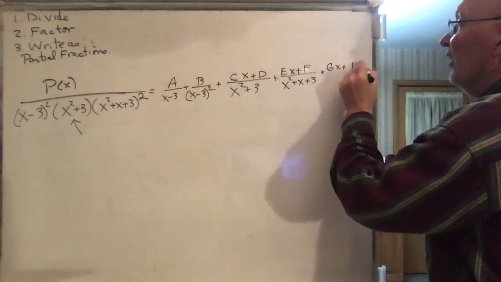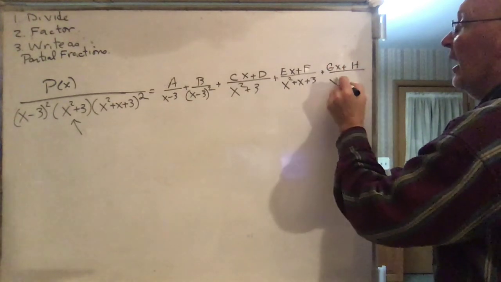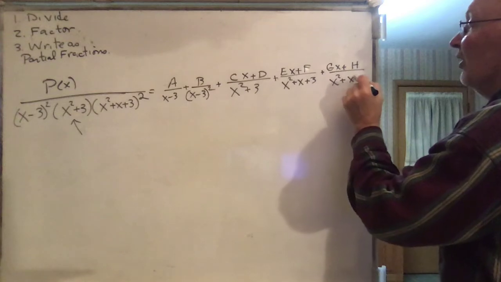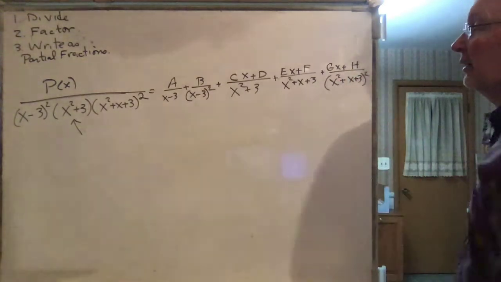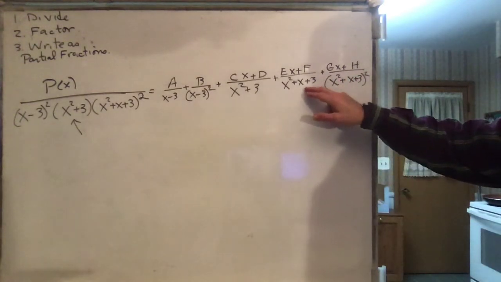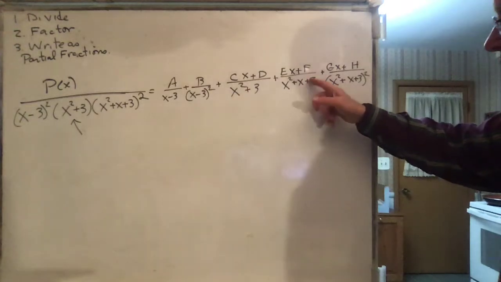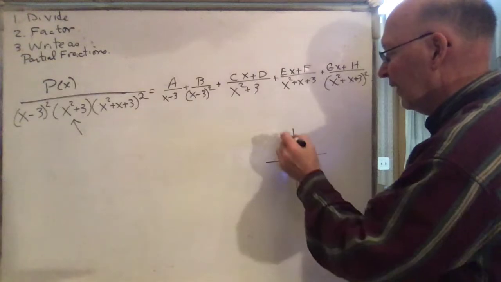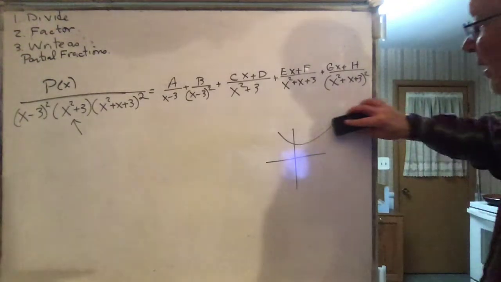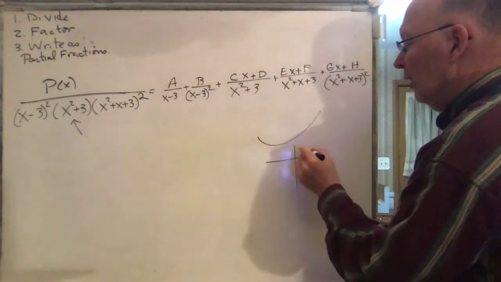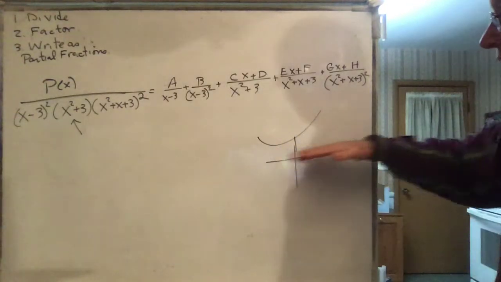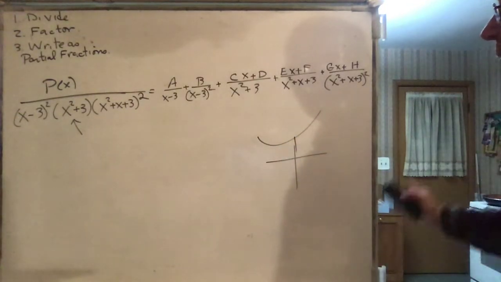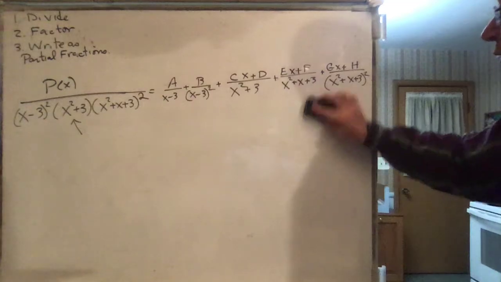Gx plus h all over x squared plus x plus 3 quantity squared. And again, notice that this thing cannot be factored. I can do it in my head easily enough. Just use the quadratic formula, and you'll see that if you try to graph that thing, whatever it looks like, it's never going to hit the x-axis. There's no roots to it. Okay, so that's what it looks like.